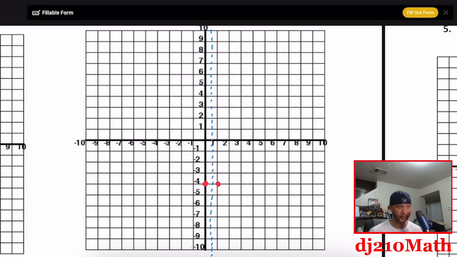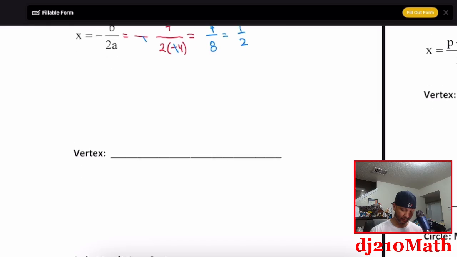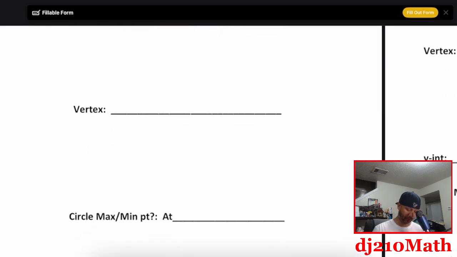And once we get the axis of symmetry, we can reflect over any points that we know. Right now we know the y-intercept, so that reflects over. We know that it opens down, so the vertex is going to be somewhere above these two dots. Just keeping that in mind. Okay, so let's plug in 1/2 and see what happens. So this is negative 4x squared plus 4x minus 4.